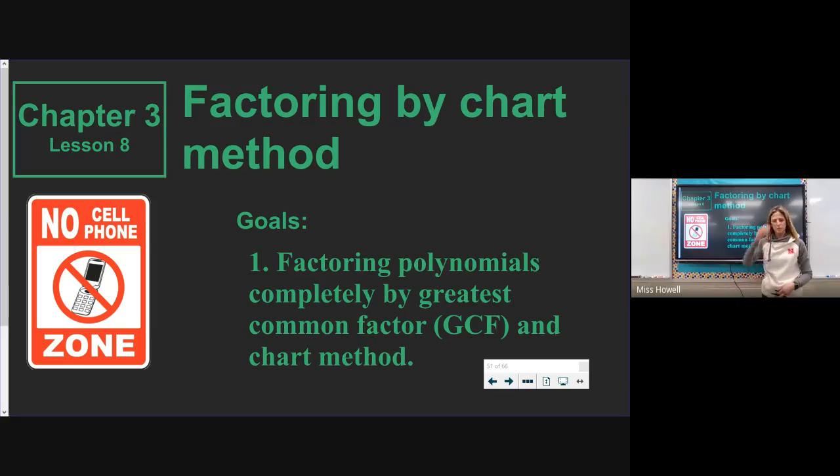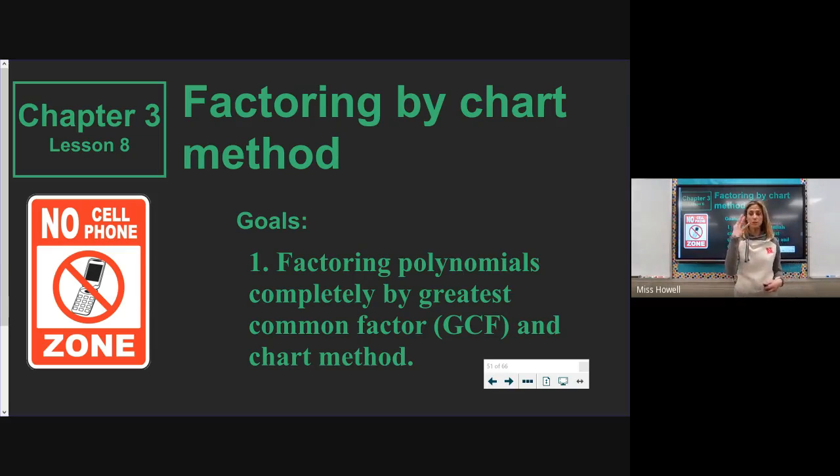And welcome back to Algebra 1. Our goal for today is to continue with our factoring completely using GCF and chart method. But how do we go to our chart if our original problem only has 3 terms called a trinomial, which totally changes our approach before we get to the actual chart?